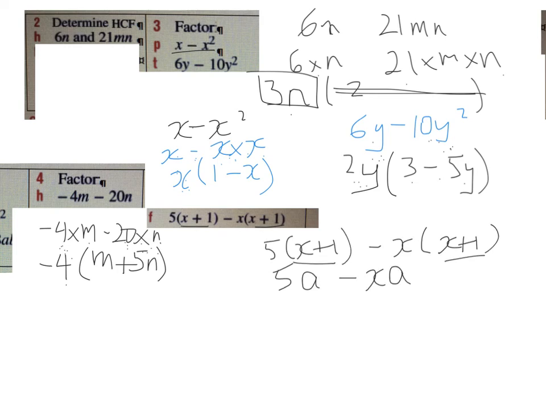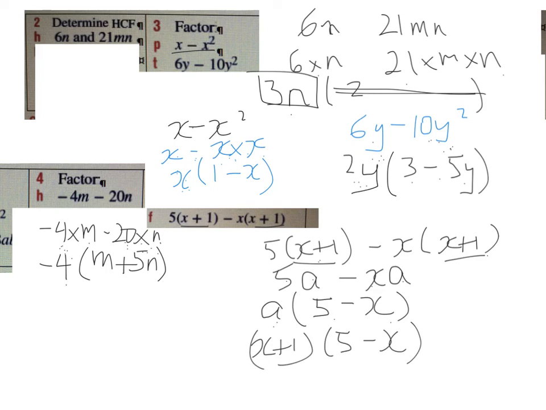Hopefully now you can see what is common to both of them. Well, a is common to both. So that's what we're going to take out as a common factor. So we're going to have a, then 5 minus x is what's left. 5a divided by a gives us 5, xa divided by a gives us x. Now, we know that a is x plus 1. So we rewrite this as x plus 1 times 5 minus x.